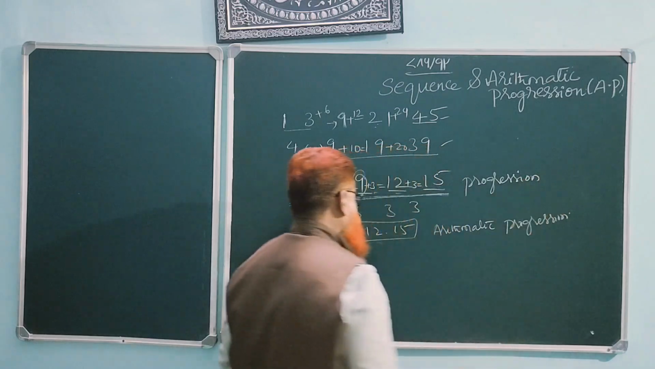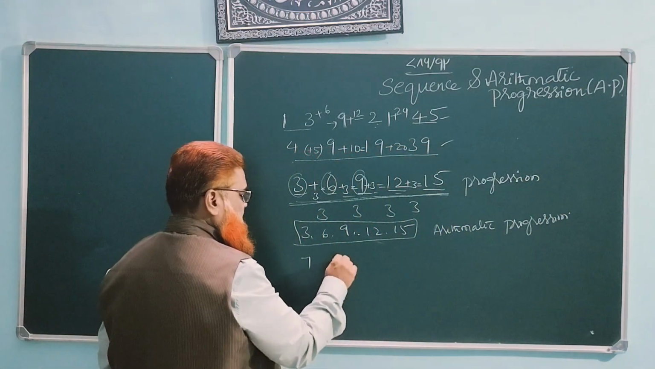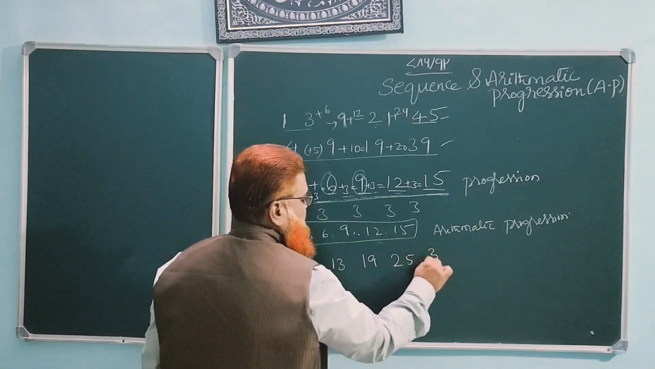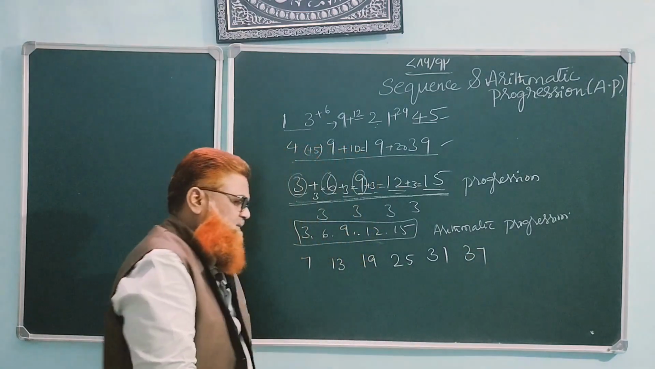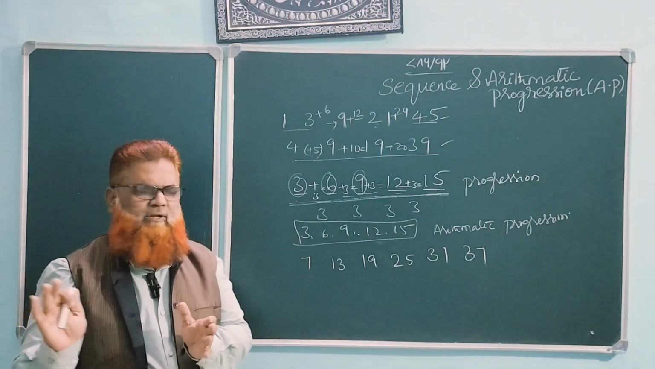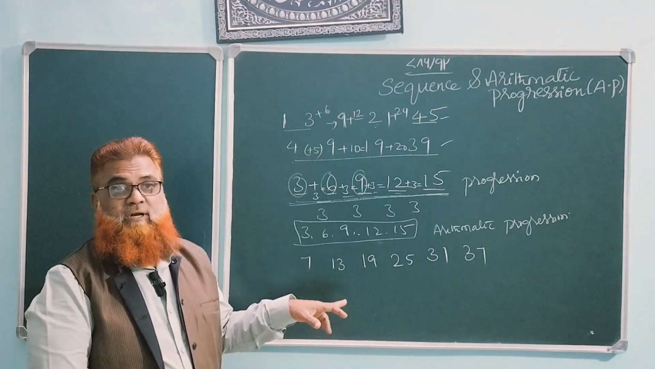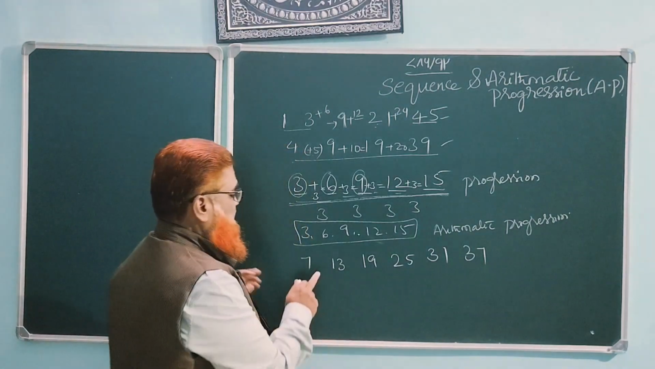This is one example. Now come to another example: 7, 13, 19, 25, 31, 37. This is a sequence. Every orderly arranged number with some rule, we say it is a sequence. Now what is the rule and what is the order that we need to investigate here?